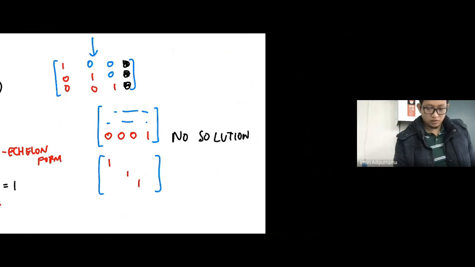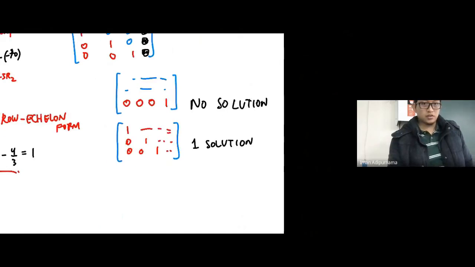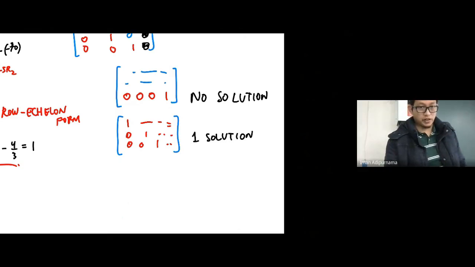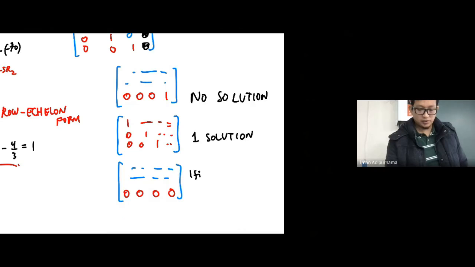And I think this is the perfect one. You get something here, something something something, all numbers. So it means it's perfectly one solution. One solution for z, one solution for y, one solution for x. And the other case is if you have 0 0 0 and 0, and you have all the numbers here. This is infinitely many solutions.